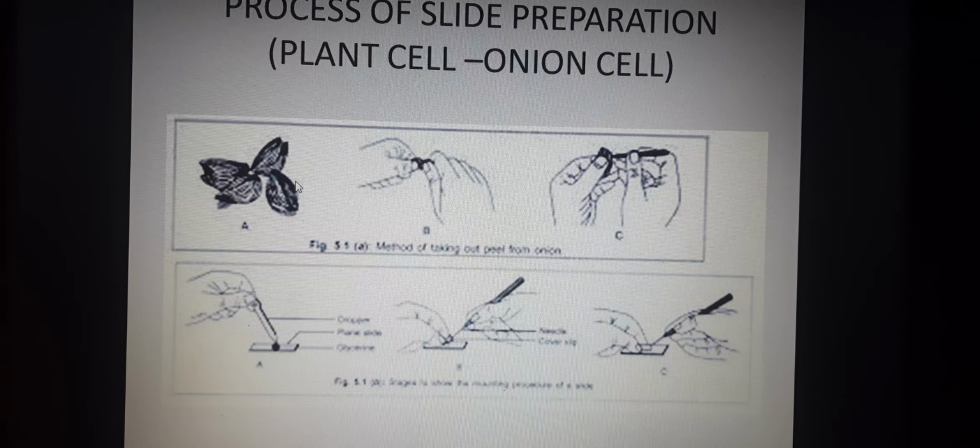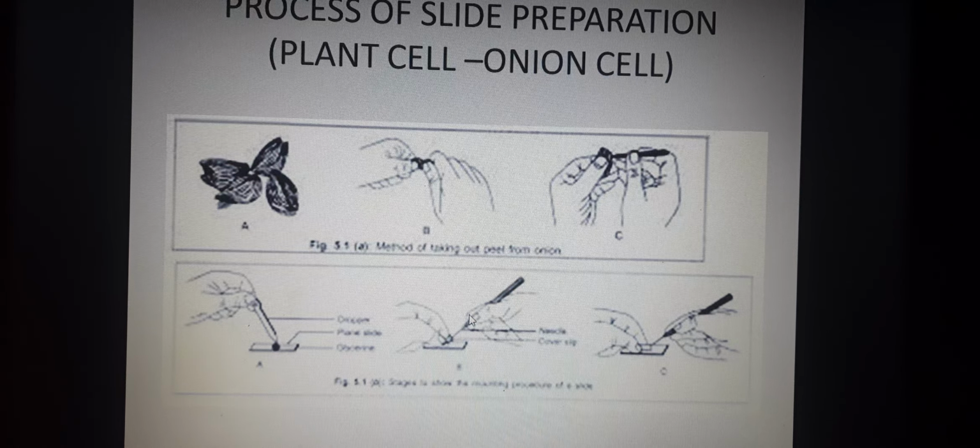Next, this is the practical, whatever you have done in your practical classes, how the slide is prepared. I am showing this as additional. You will take an onion, break it into pieces, and then peel it. By peeling, you will put it on the slide, add some safranin, wash it with some water, and then cover it with a cover slip, and then you will see it in the microscope.